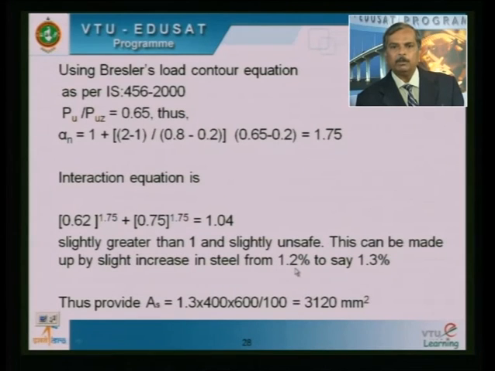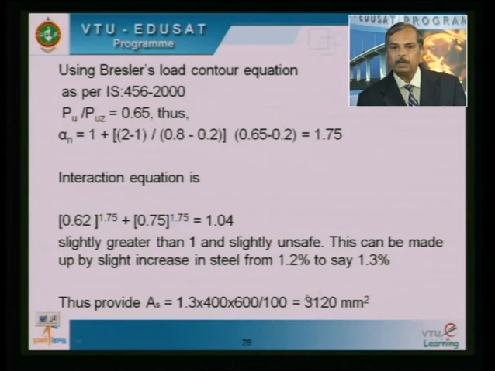So, what I have done is I have increased the steel from 1.2% to 1.3%, and for that 1.3%, the total steel required is 3120 mm square. So 31.2 centimeter square is the steel that is required, and then we need to identify the number of bars.